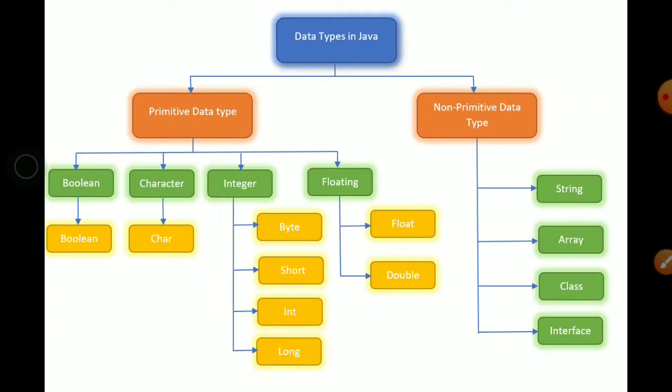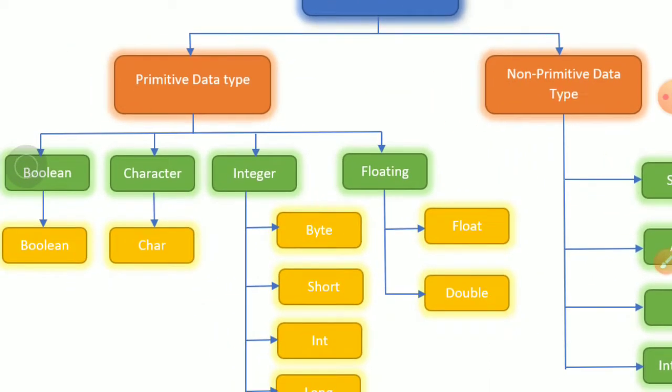So first of all, we will continue with understanding the concept by a flowchart. So see, there are two main types of data types. First is primitive data types and the second is non-primitive data type. In the primitive data type, you will see four categories. First is Boolean, second is character, third is integer and the fourth is floating.